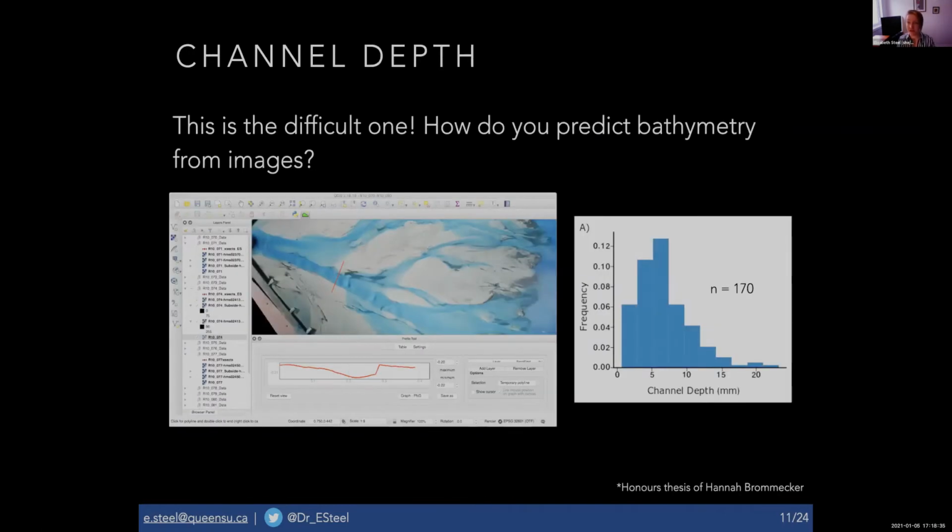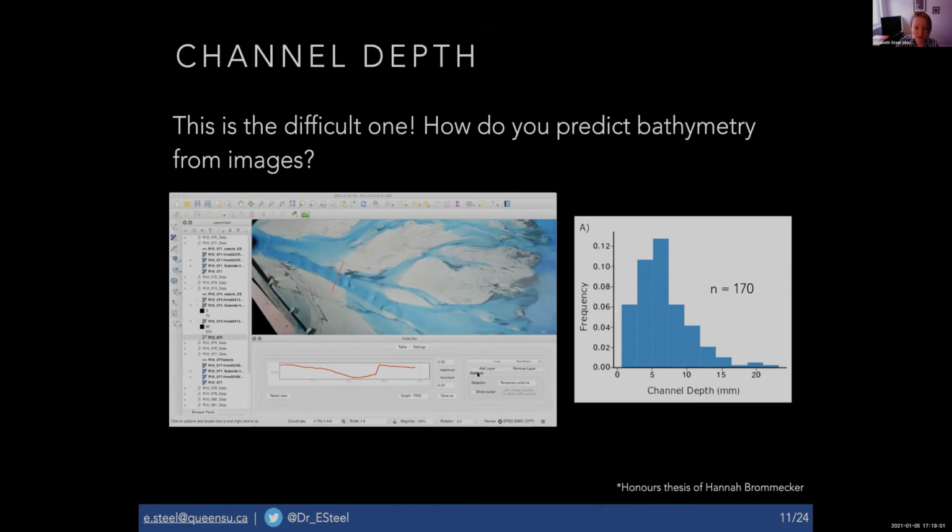The next thing we need to figure out is the depth of the channels. And from imagery, this is the one that's really hard. How can you predict bathymetry from images? This is something that people in the remote sensing field have thought about a lot. Basically, it's very difficult to predict the depth based on imagery because of things like turbidity in the water. And in our case, the water color has only some limited information.